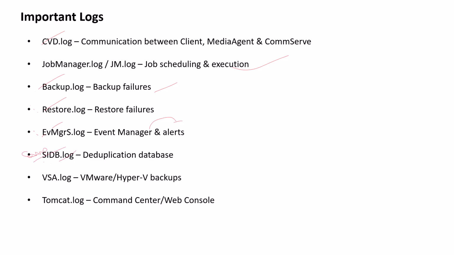SIDB, used for the DDB, the deduplication database. That is what shows the percentage by which we dedupe our data. Is that correct or not? We need to check this. If you want to troubleshoot the DDB, then you need to check the SIDB logs. To know whether our DDB is working fine or not, you need to jump to the SIDB.log and check whether it's working fine or not.